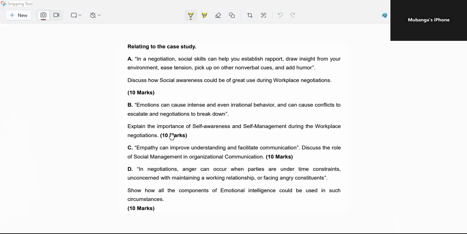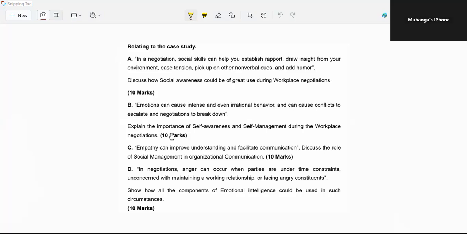So by definition, we mentioned that social awareness is simply the ability to do what? To understand emotions, to understand other people's needs, and to have concern for others. So in a workplace, or negotiations rather specifically, this skill plays a very important role because it will help individuals in a room to understand the power dynamics and how to respond appropriately.